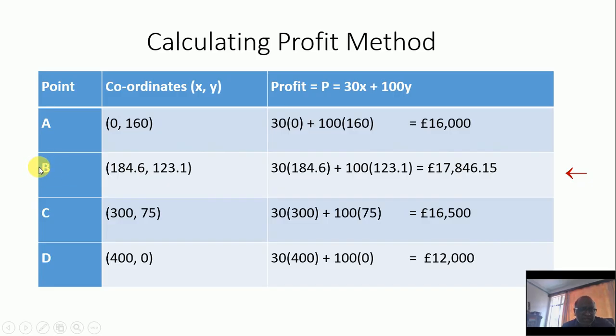To summarize, I can say I need, remember what is small x and what is small y? The number of items for the number of bins and the number of bowls that I have to manufacture to give me the maximum profit. Hence, I would manufacture 184.6 bins, 123.1 bowls to give me the maximum profit. Obviously, it doesn't quite make sense to produce 184.6 bins and 123.1 bowls. That's some other discussion. In terms of mathematics and in terms of numbers, I think we have our answer here.